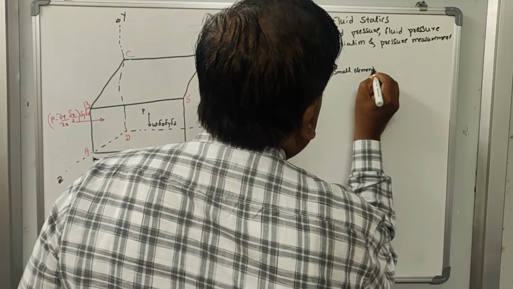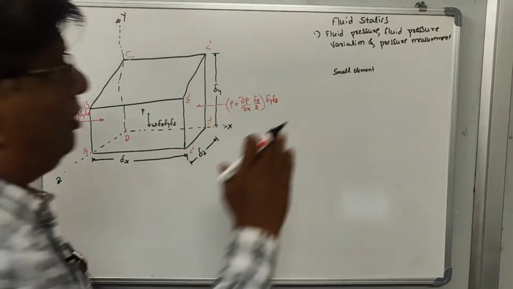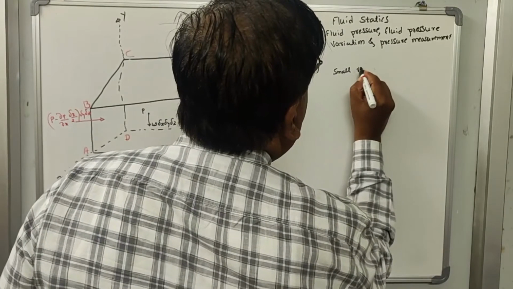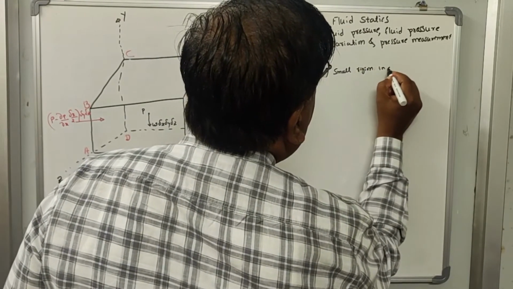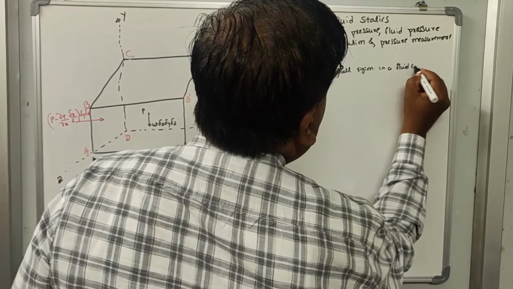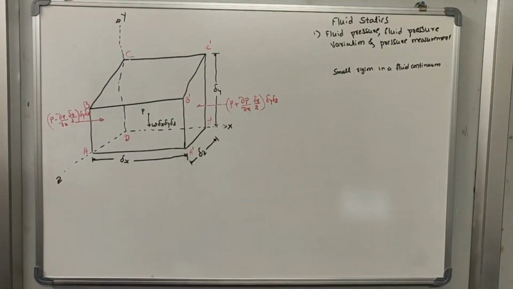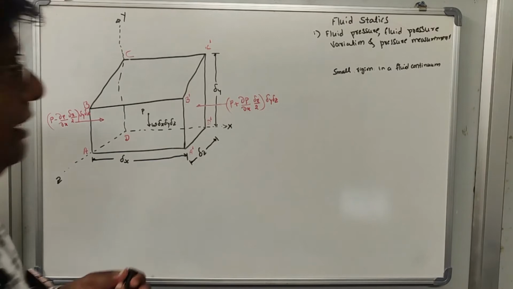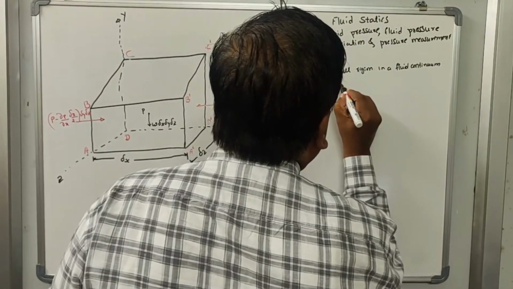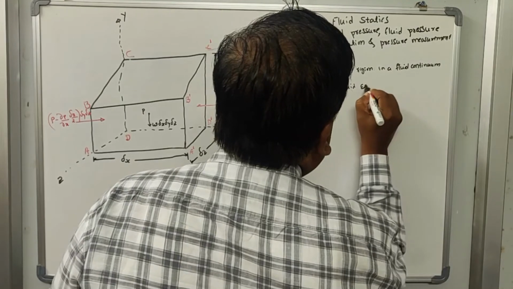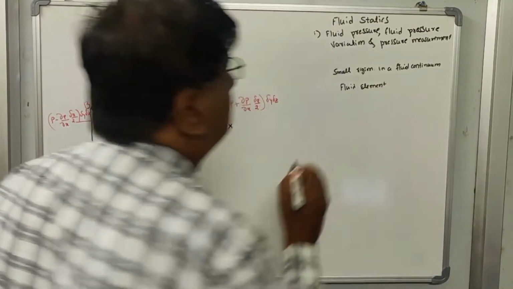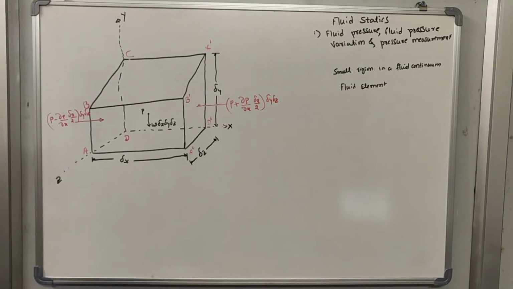element, small region. Let us consider a small region in a fluid continuum. That small region is called a fluid element. A fluid element is a small particle, or you can say a small element, or a small region of fluid in a fluid continuum.